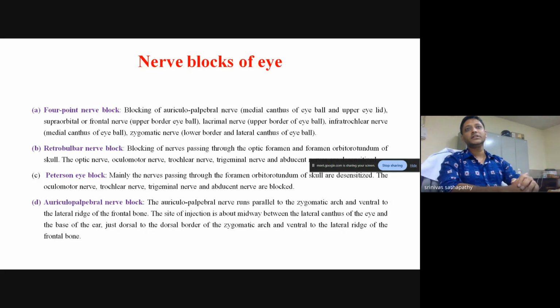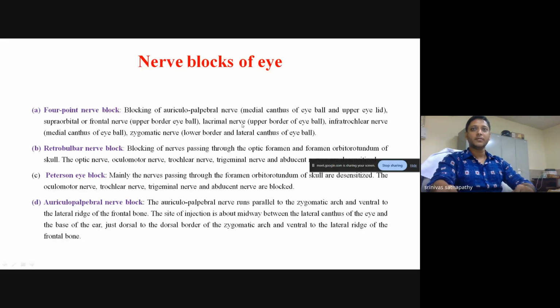When you are injecting the anesthetic solution at the upper border of the eyeball, then you are desensitizing the supraorbital or frontal nerve, which is a branch of trigeminal. Now, when you are injecting at the upper border, along with the frontal nerve, you are also blocking the lacrimal nerve.